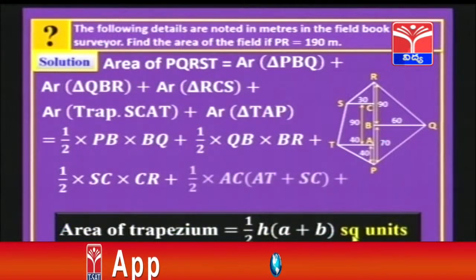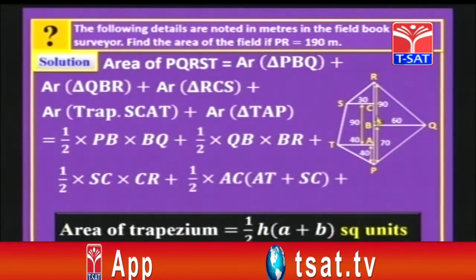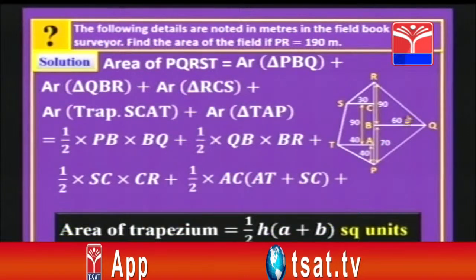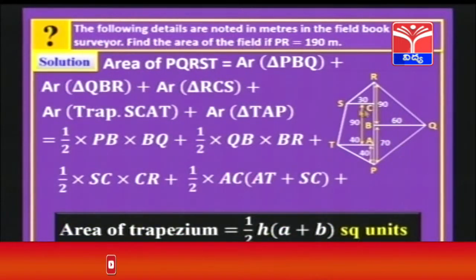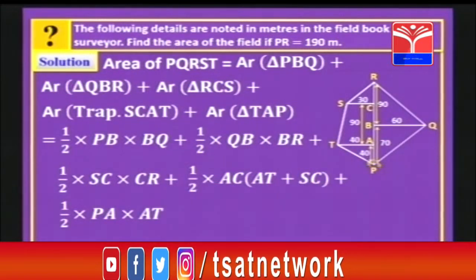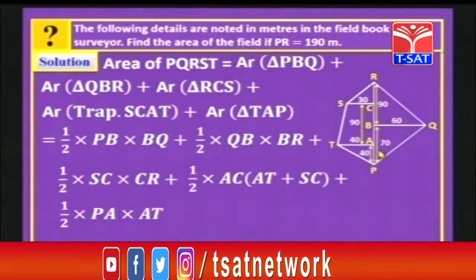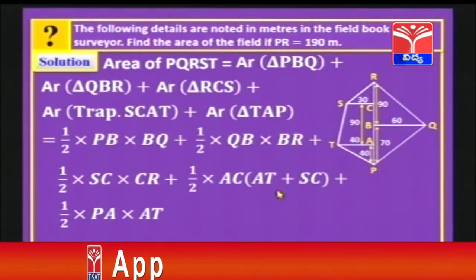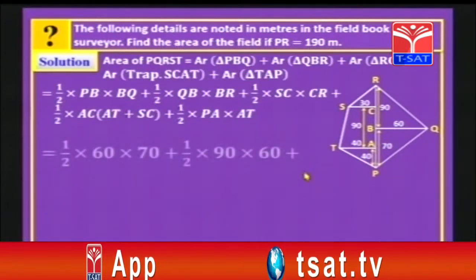Now let us substitute this: half into distance between parallel sides, which is AC, into the sum of parallel sides, AT plus SC. Plus we have the last triangle, that is TAP, so that is half into base, which is PA, into height, which is AT. Now let us substitute all these values, children.